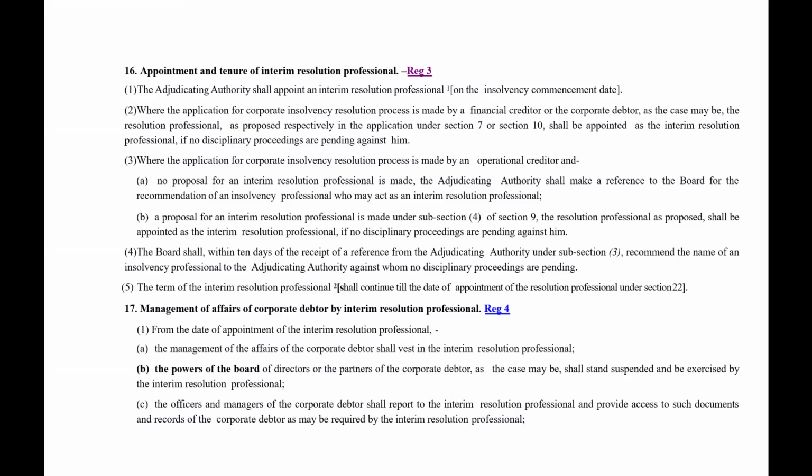So there is a difference between suspension of the board and suspension of powers of the board. They continue to be directors, but they will become powerless. The officers and managers of the corporate debtor shall report to the IRP. So everybody, the officers, employees, managers of the corporate debtor, they shall report to the IRP and provide access to such documents and records of the corporate debtor as may be required by the IRP.